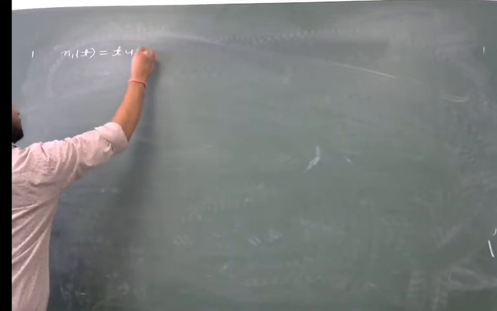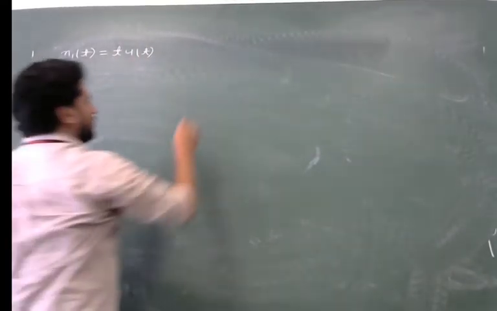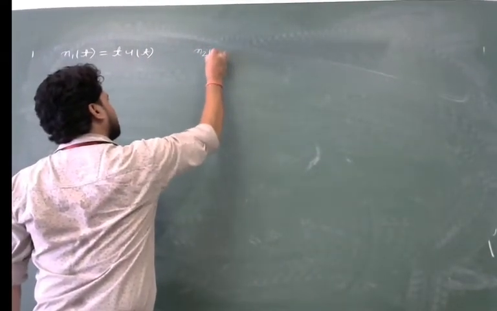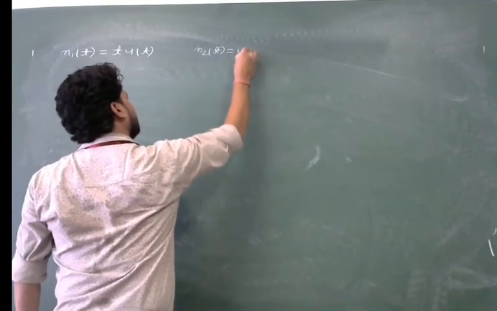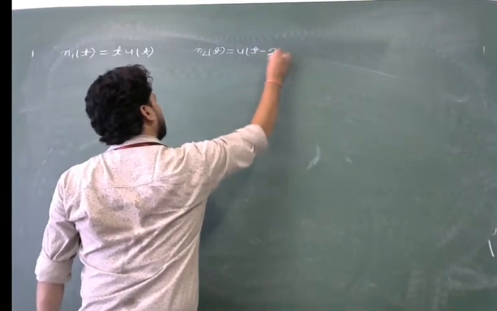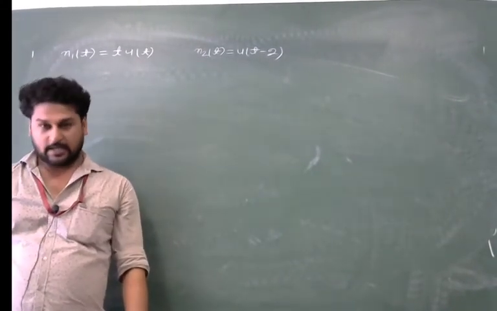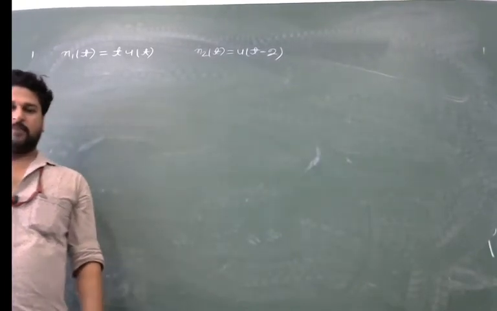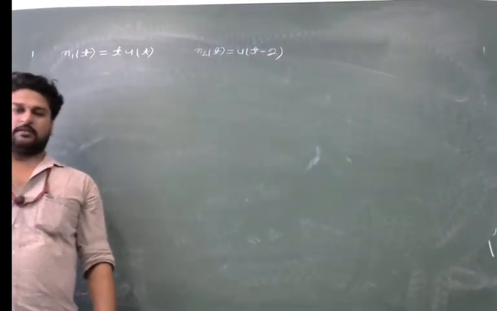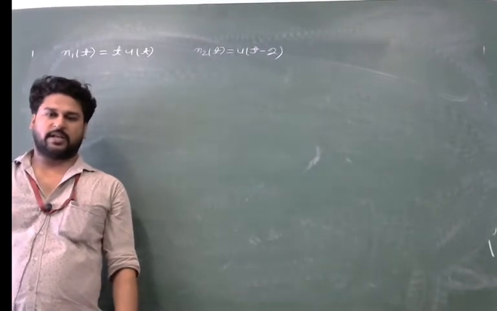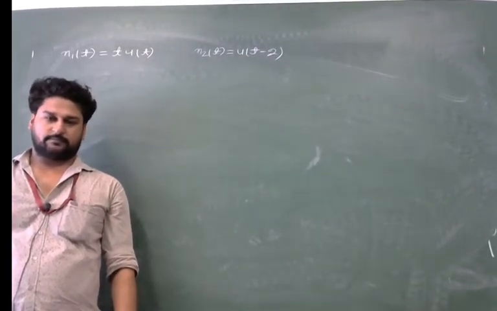Example number 3 is given here as x1 of t is equal to t u(t) and x2 of t is given as u of t minus 2. For these two equations, we have to get the convolution of x1(t) with x2(t) by using the convolution theorem or convolution property of the Laplace transform.